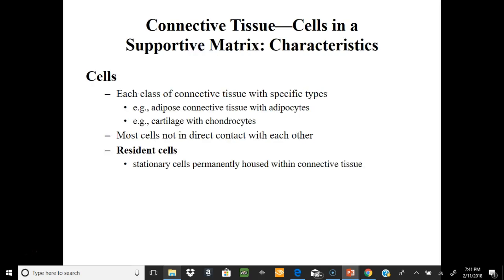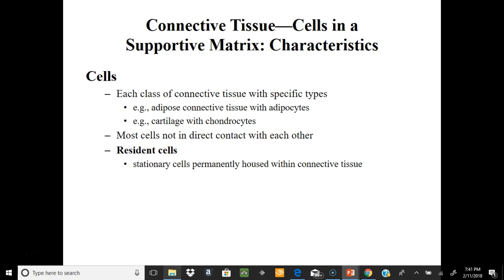Let's look at the different cell types. So each connective tissue type has different types of cells. Adipose connective tissue has cells called adipocytes, but adipocytes might be found in other connective tissues as well. Cartilage connective tissues have chondrocytes. Bone connective tissue has osteocytes.